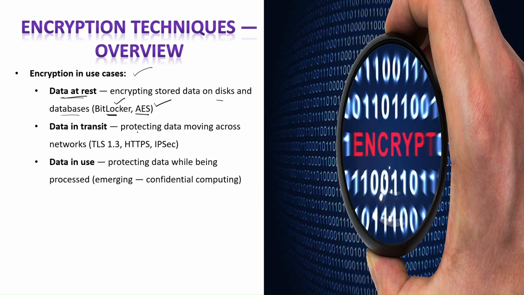Data in transit is protecting data moving across networks, and for data in transit, we usually use VPN such as IPsec, HTTPS, and TLS 1.3. And data in use is data that is actually used by the user, or the data that is inside processing or memory. So we are protecting data while it is being processed, and for this we have emerging techniques such as confidential computing.